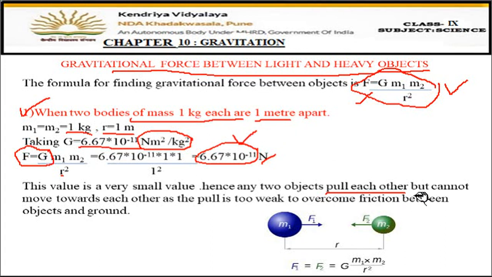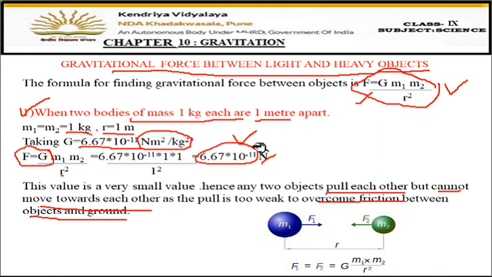So, both of them will pull each other but cannot move towards each other. There will be no acceleration in both the bodies because this force is very weak. It is very less, and this force cannot overcome the friction which is present between the two bodies and the ground, right? The force of attraction between them should overcome the friction which is present between body 1 and the ground and body 2 and the ground. Both the bodies are kept on the ground, so they have friction also with the ground. So this force is very small and this force cannot overcome the friction.